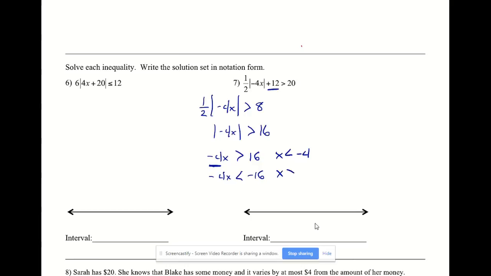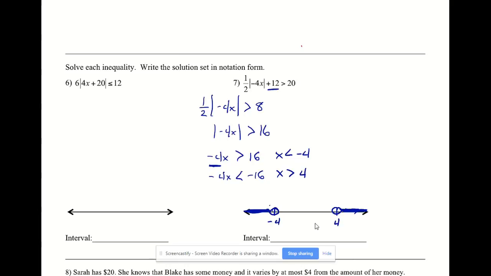X is greater than 4. And there we go. So now again, negative 4, 4. This time we have no equal to bar, so open circles. So greater than 4, we're going this way. Less than negative 4, we're going this way. And so our regions are outside the 2 points.